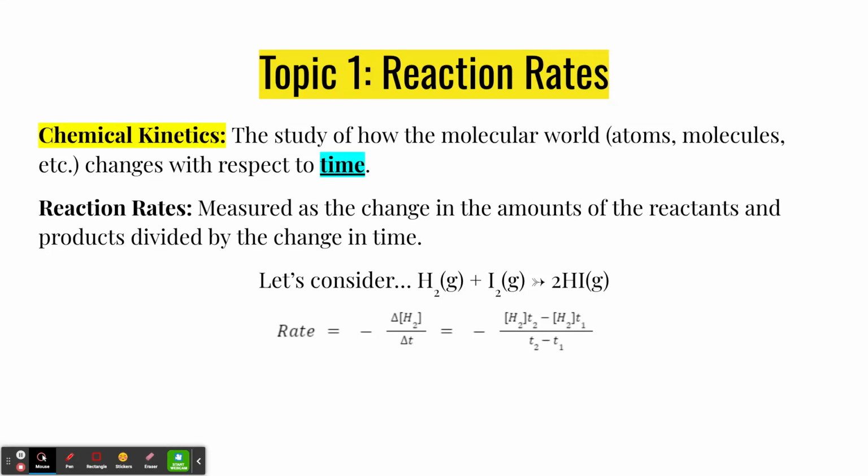You'll notice that there's a negative sign in front of these numbers here, because hydrogen is a reactant and reactants get used up, right? So therefore, if it's getting used up, we put a negative there, okay? Now, same would be true for the change in concentration of my iodine, okay? It would also be negative because we are using up the concentration of iodine.